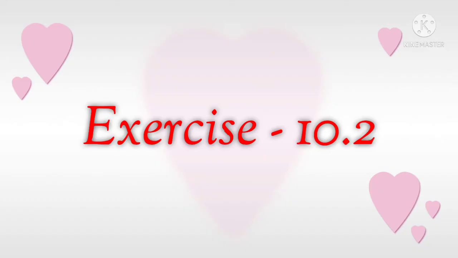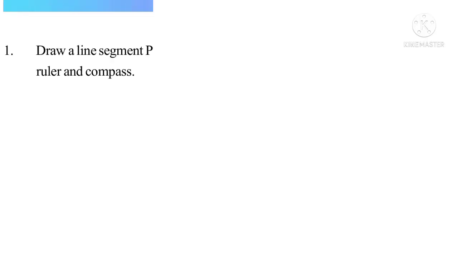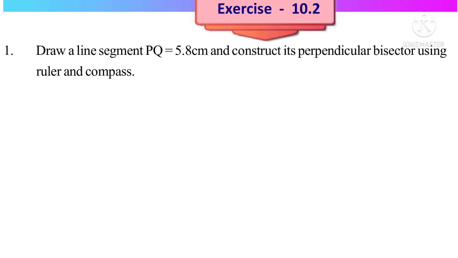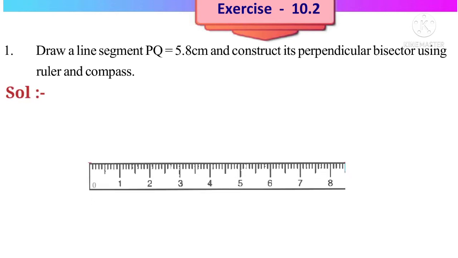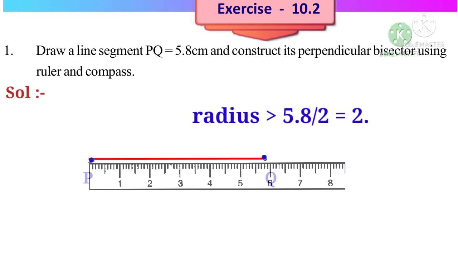Exercise 10.2. First problem: draw a line segment PQ equal to 5.8 centimeters and construct its perpendicular bisector using ruler and compass. Solution: take a scale and put a point at 0 and another point 8 lines after 5, and name the initial point as P and the final point as Q. Now join these points with a line segment PQ of length 5.8 centimeters. Now half of the length of the line segment is 5.8 by 2, that is 2.9 centimeters. So we have to take more than 2.9.